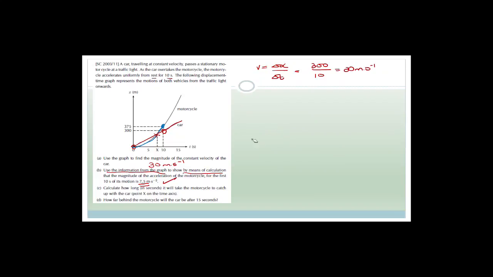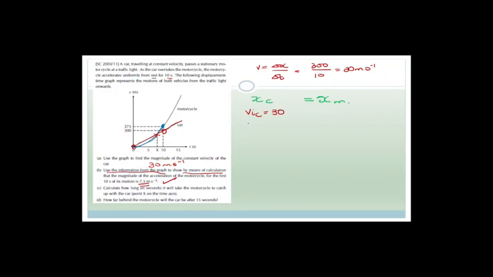Okay, it says calculate how long in seconds it'll take for the motorcycle to catch up with the car. Do you agree that when they catch up, the distance traveled by the motorcycle and the distance traveled by the car have to be the same, right? So the x of the car has to equal the x of the motorbike, okay? Now, for the x of the car, the initial velocity of the car, vi of the car, is 30 meters per second.